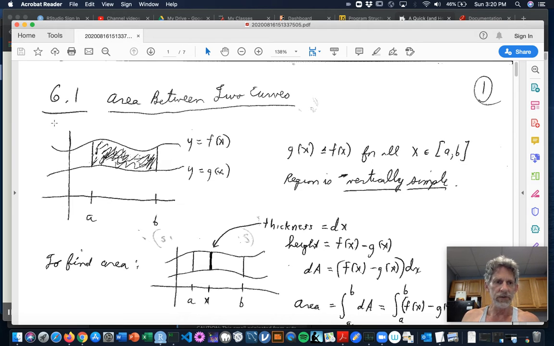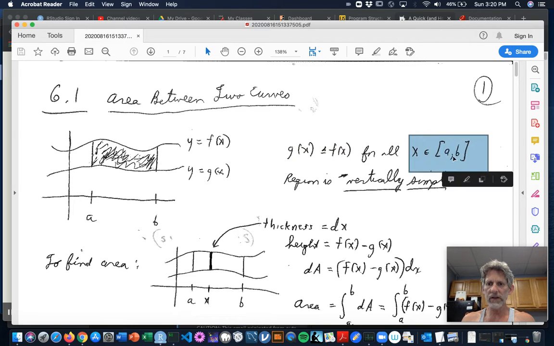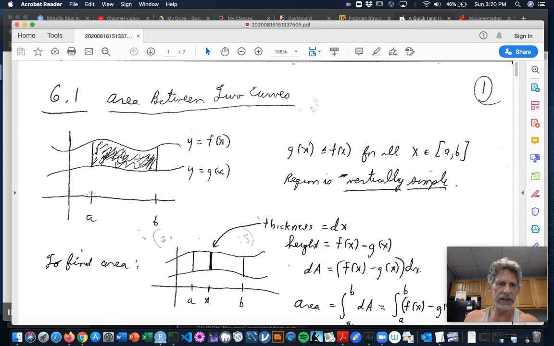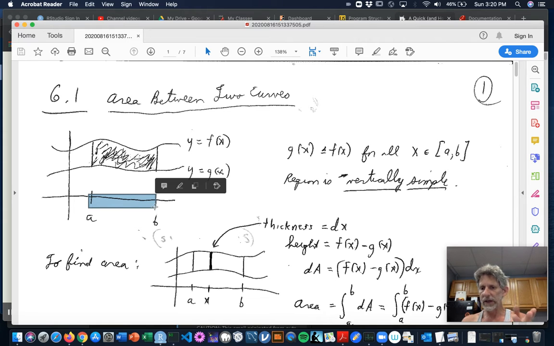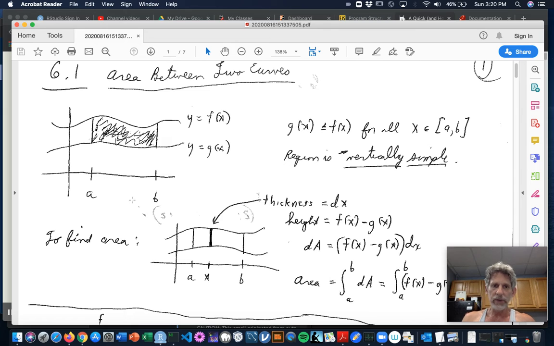So check out this figure over here where we've got two functions, y equals f of x, y equals g of x. And g of x is always less than or equal to f of x for all of the x's in the closed interval from a to b, all of the x's from here to here. So how might we find that area? Well, we could use the idea of approximation with rectangle areas.